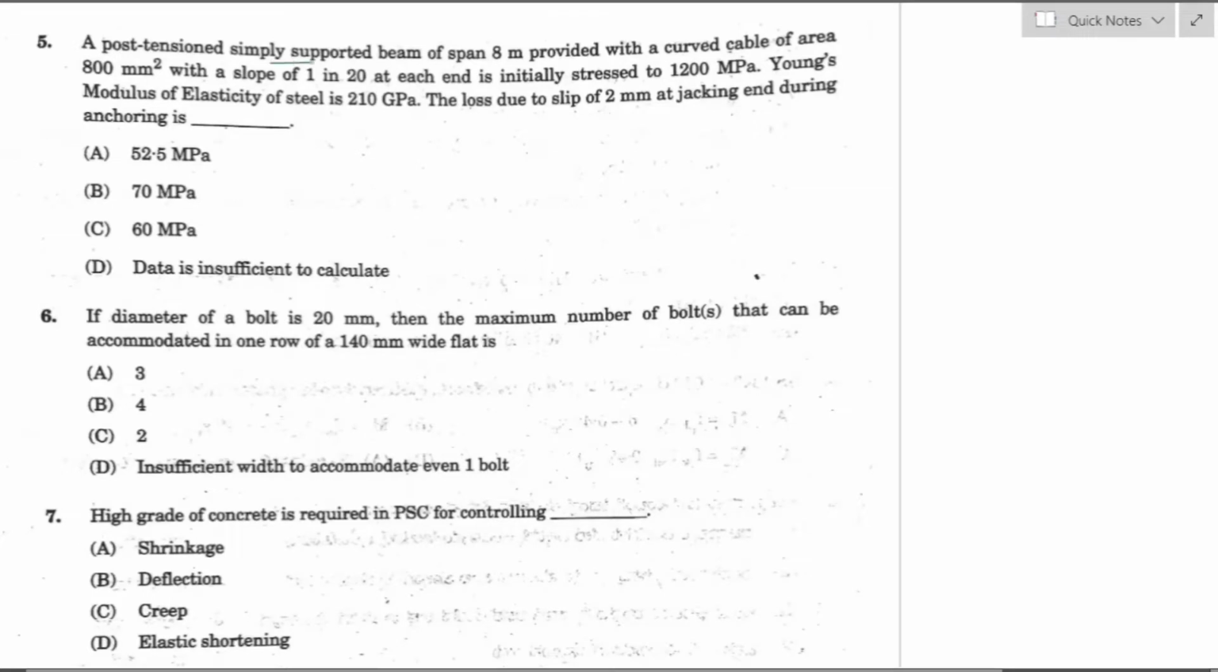Question number 5. A post-tension simply supported beam of a span length 8 meter provided with a curved cable of area 800 mm square with a slope of 1 in 20 at each end. It is initially stressed to 1200 megapascal. Young's modulus of elasticity of a steel is 210 gigapascal. The loss due to slip of 2 mm at jacking end during anchoring is.